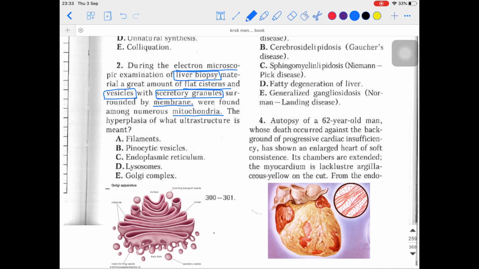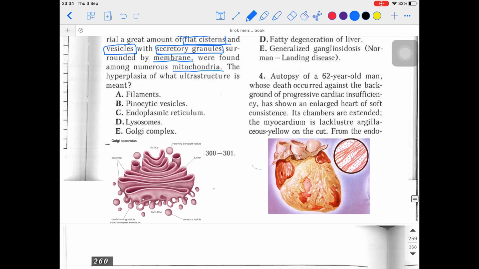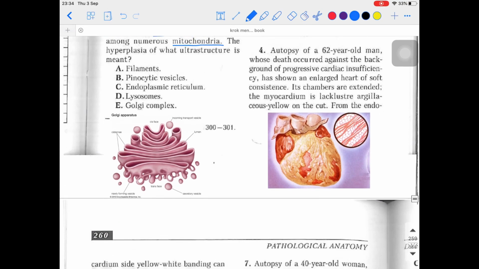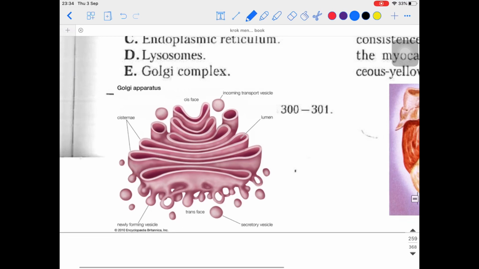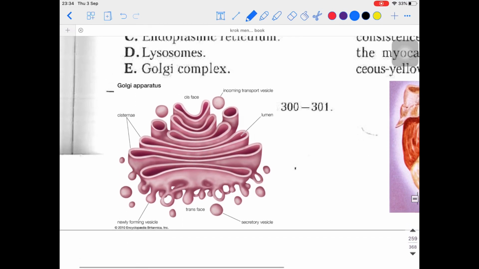So they are talking about one of the cell organelles here, and you may get the hint from these various things. For example, they are talking about the flat cisterns, they are talking about the vesicles with the secretory granules. Yes, they are talking about the Golgi complex, right? The Golgi bodies or Golgi complex. So for your understanding, I have inserted the diagram here, which you can see. This is the diagram of the Golgi apparatus, as you can see on the screen.